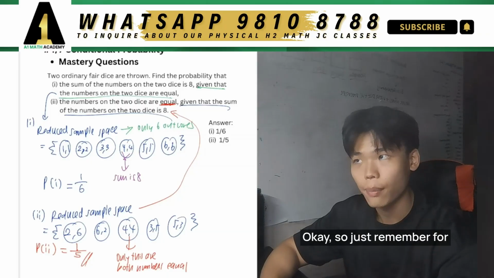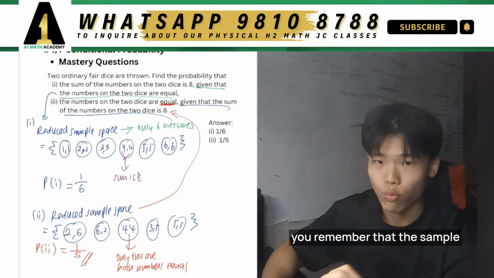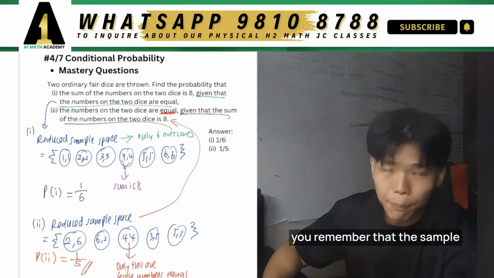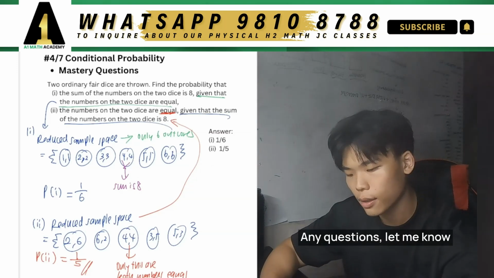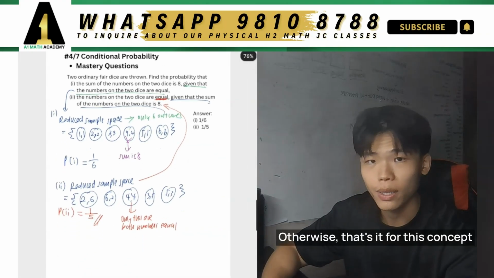Okay, so just remember for conditional probability, as long as you remember that the sample space is always reduced to the given condition, that's all you've got to do. Okay, any questions, let me know in the comments below. Otherwise, that's it for this concept.